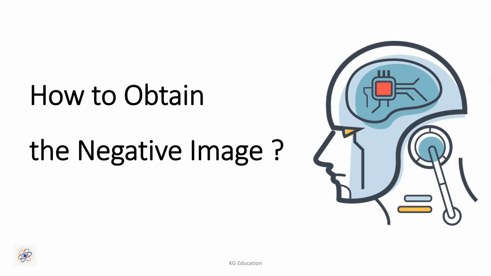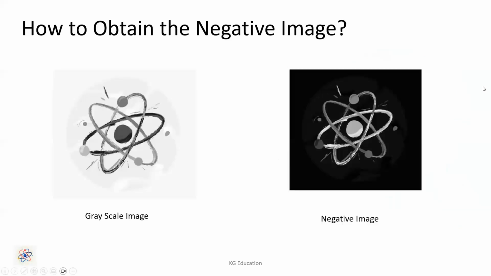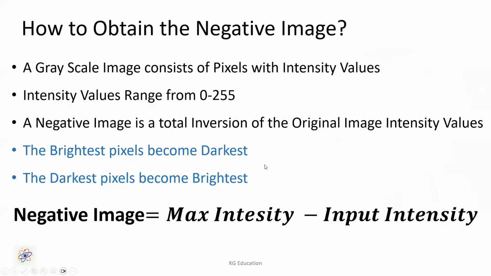Today, we are going to discuss how to obtain the negative image from image processing techniques. So, today, our target is to convert the grayscale image into the negative image. Before we move into the coding part, let's look at the theoretical aspects behind this conversion.